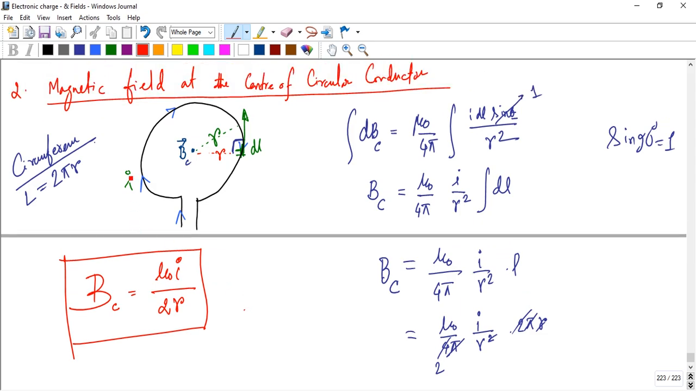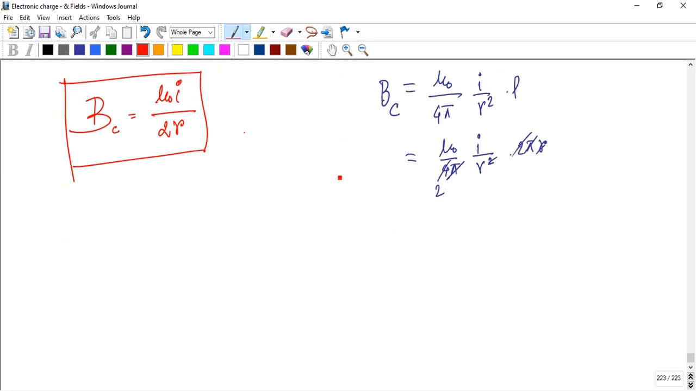Then the second application of Biot-Savart law is the magnetic field at the center of a circular conductor. The next application is the magnetic field on the axis of a circular conductor. That's very important. Now application number 3, magnetic field on the axis of a circular conductor.